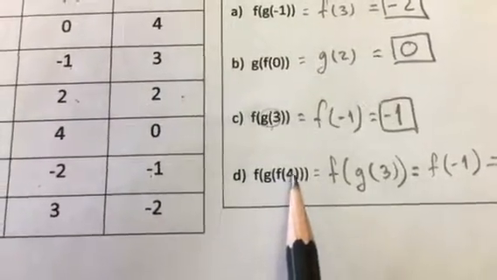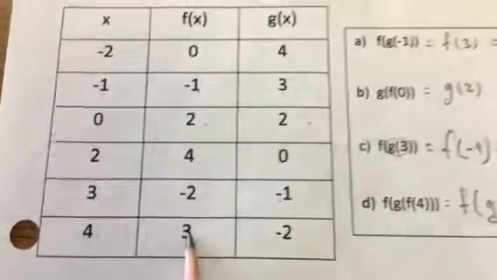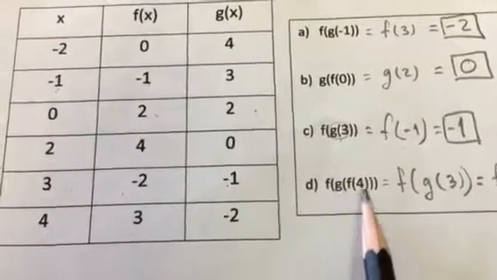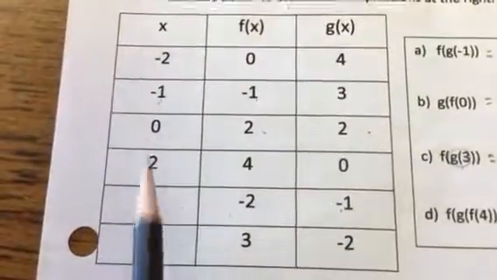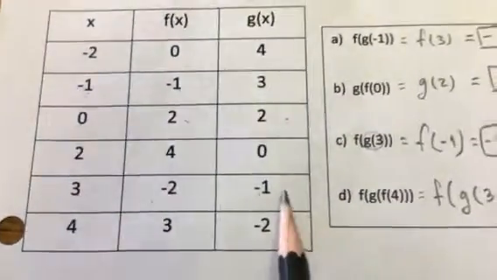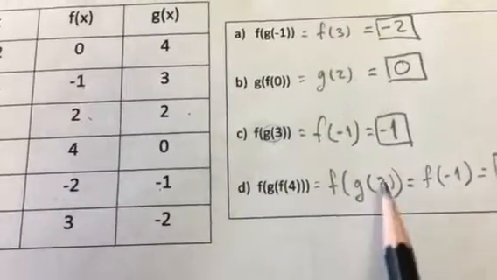F of 4, all right, turns out to be 3. So I want g of that. That means g of 3. G of 3, there's 3 in the input. G of 3 is negative 1. So this is f of g of 3.